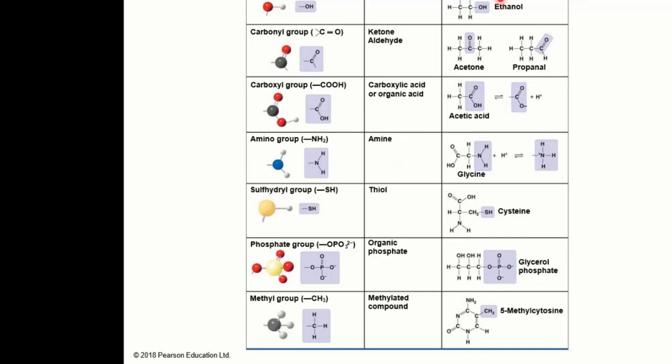This is the example right here of an ethanol. And here, when we talk about the carbonyl group, we talk about the carbon and the oxygen, and the groups which are ketone and aldehyde, and the examples there of acetone and propanal.